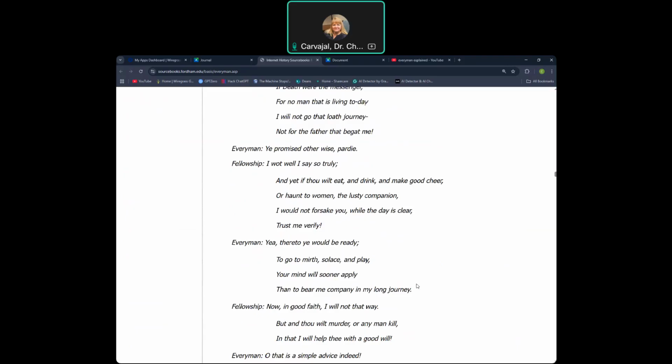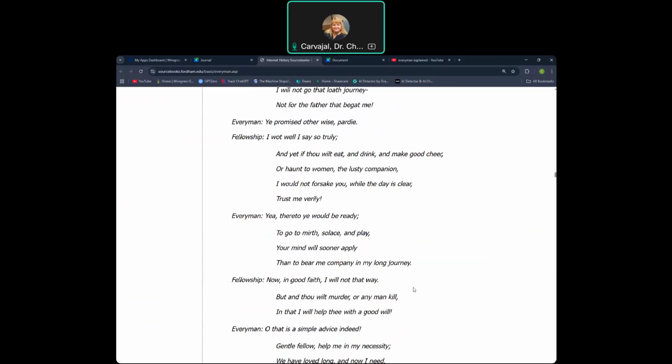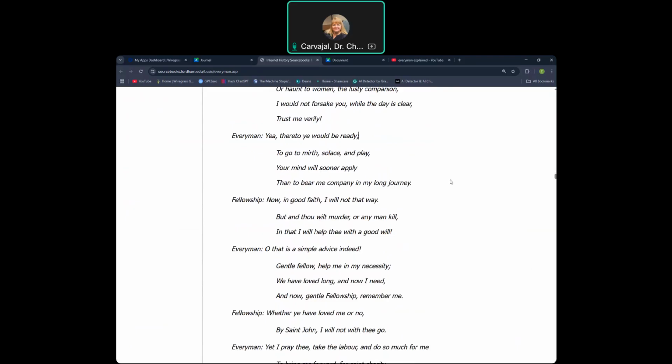He goes, "But you promised." And he goes, "Well, I'll eat and drink and make good cheer. I'll be your companion through all the fun stuff, or haunt women, the lusty companion. I wouldn't forsake you with all that. While the day is clear, trust me verily." So in other words, he's a fair weather friend. Well, I'll have fun with you and I'll be by your side through all the good stuff. And he goes, so you'll go and have fun with me for mirth, solace, and play, but you're not going to go with me on my long journey.